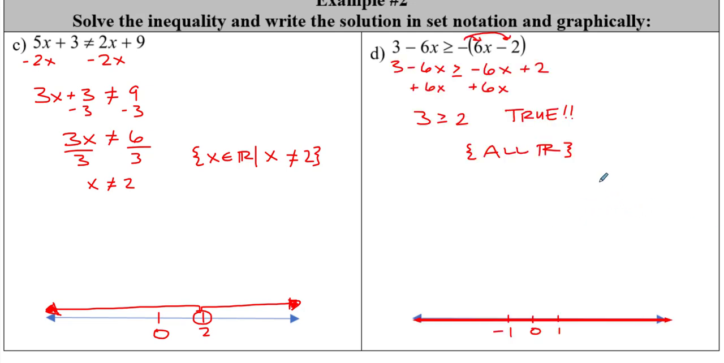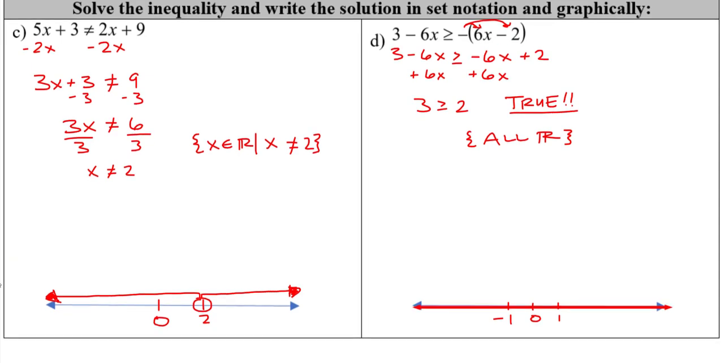All right, welcome back. Hopefully you got the same thing I did. After I did my distribution, I was able to get rid of the 6x and it removed the variables completely. And then remember, if your variables disappear, you need to look for that true or false statement. In this case, positive 3 is greater than or equal to 2. So we know that if we have a true statement, then that's one of our special case solutions, meaning we have all real numbers. So I indicated that down below by graphing the whole line.